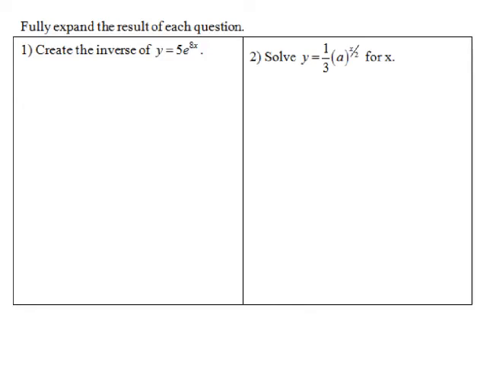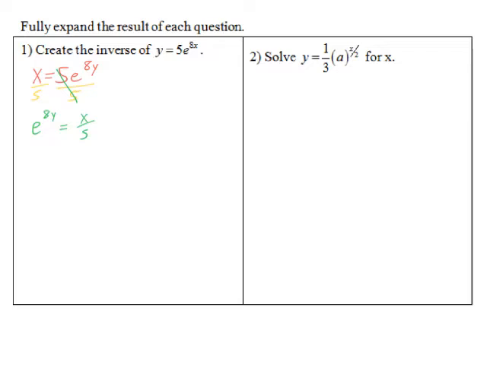All right, we want to find the inverse of this and expand the result. You'll see what that looks like in a second here. So to find an inverse, you switch x and y, and you solve for y. So we're going to solve for y there. First step is I'm going to divide by 5. All right, that's gone. So I now have e to the 8y equals x over 5.